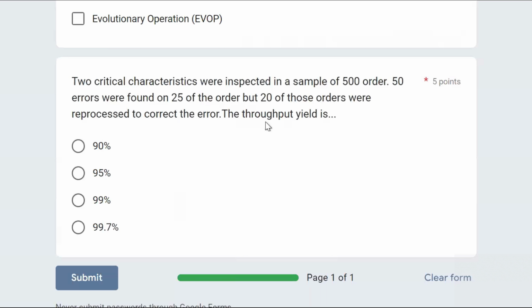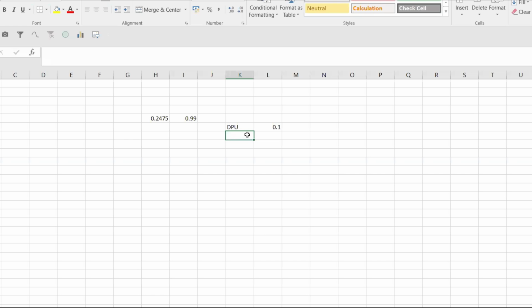So now we are talking about throughput yield, YT we can call it. It is 1 minus this value, equal to 1 minus this value. So 90 percent, right? So 90 is the right answer.